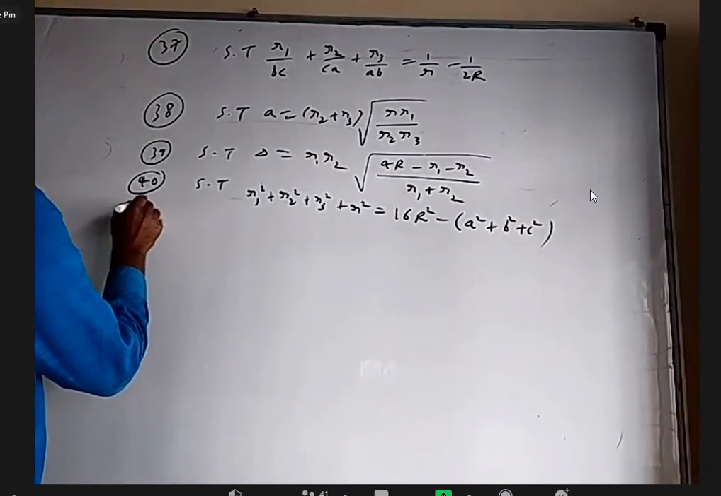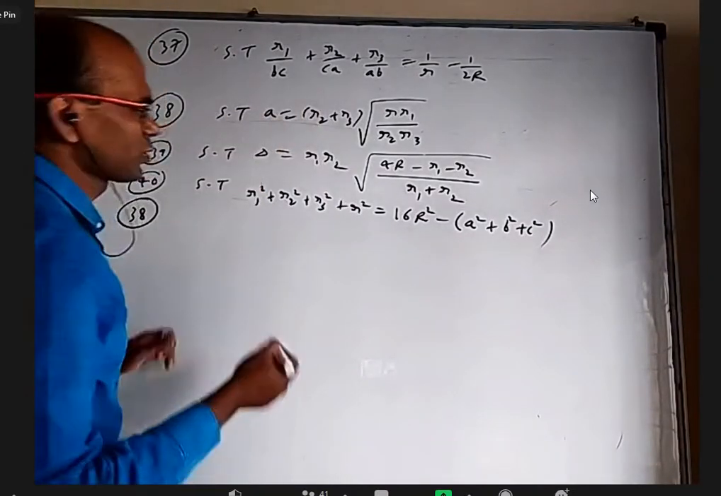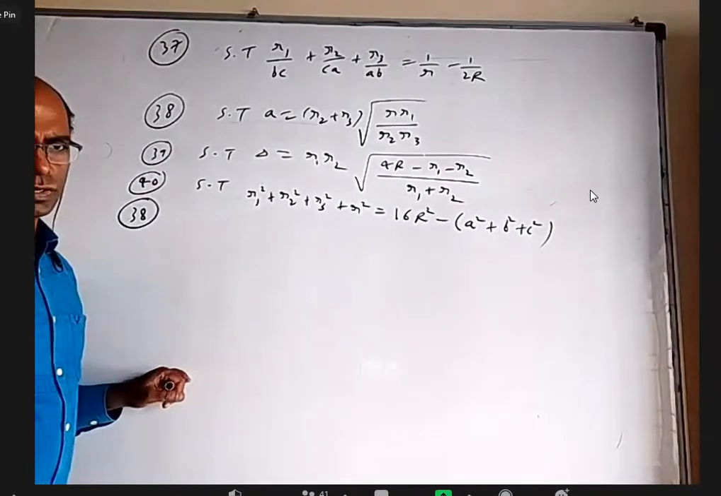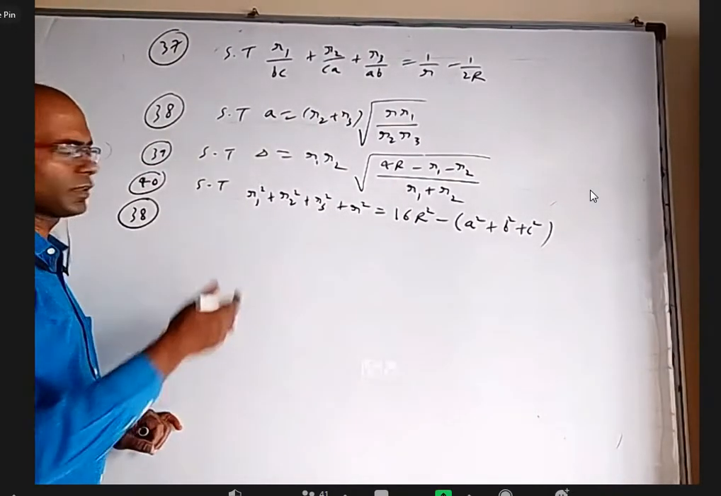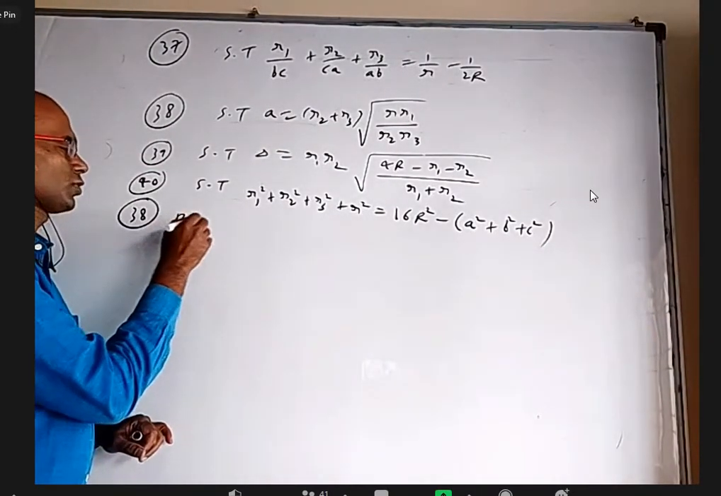Okay, 38. I would have given this question before only. You can use 4 capital R, those formulas, or you can use delta by S minus A, either way you want. Basically, I'm going to start with RHS.